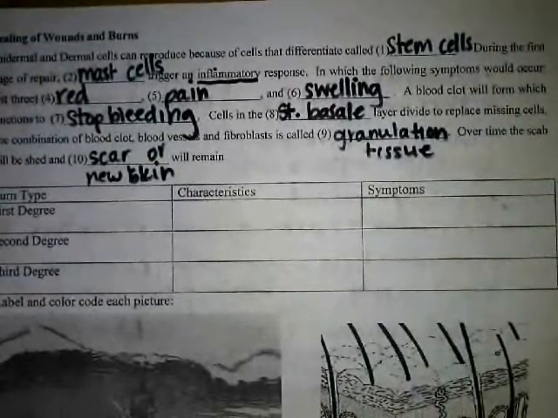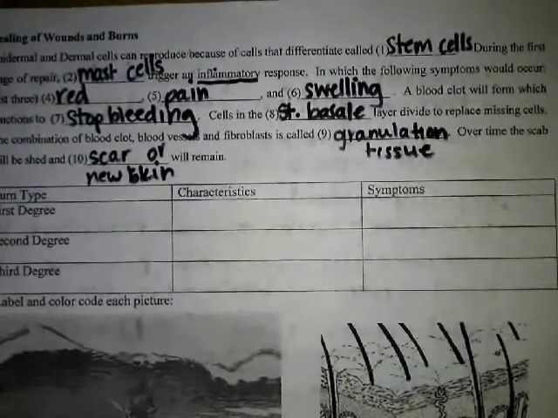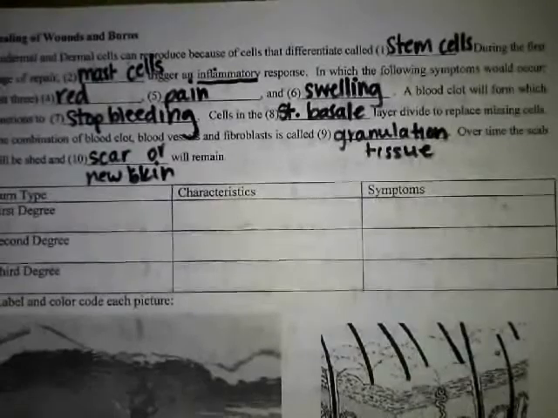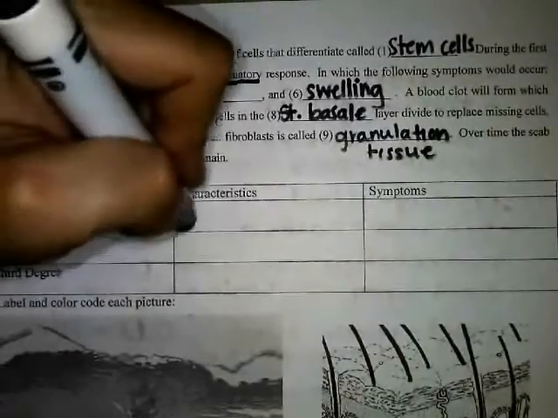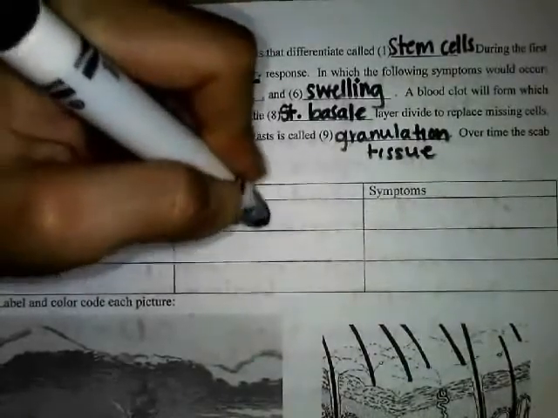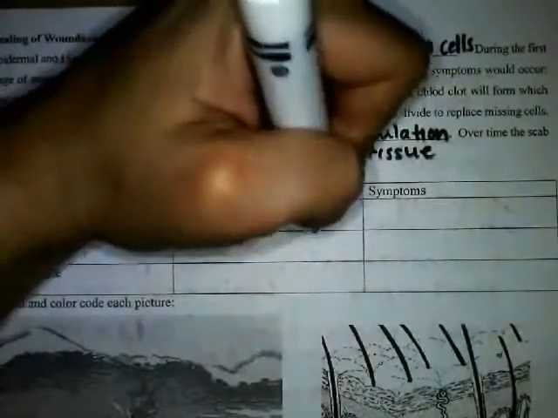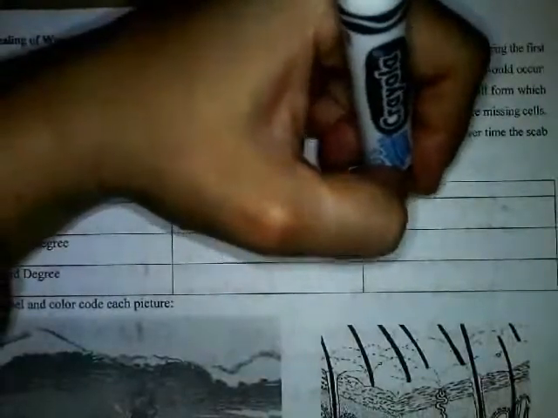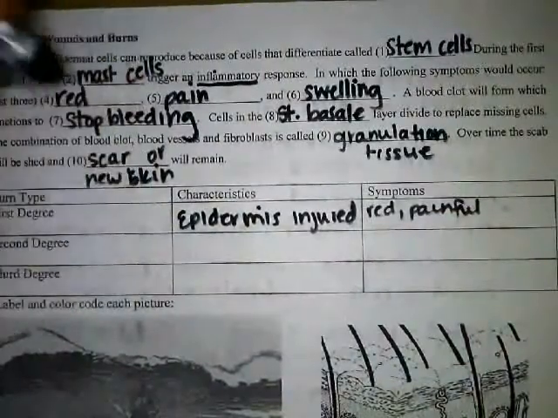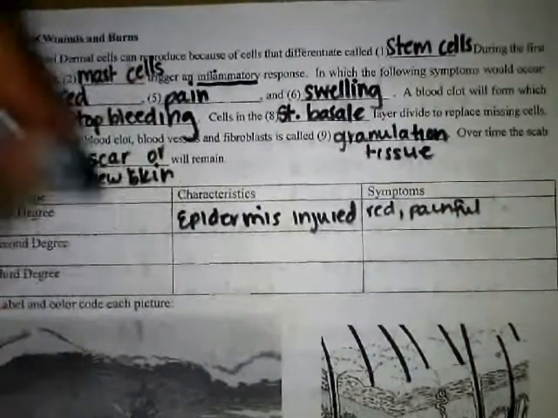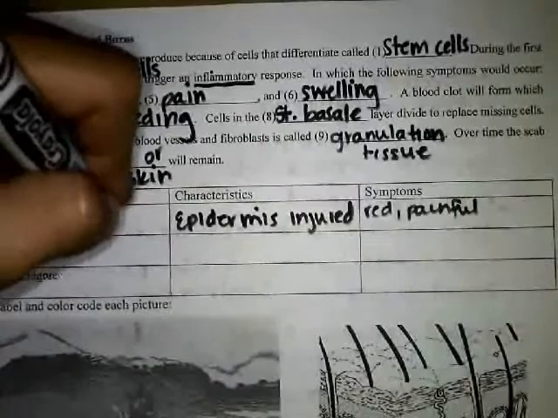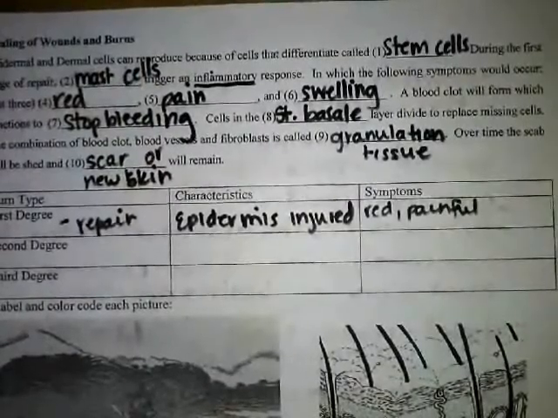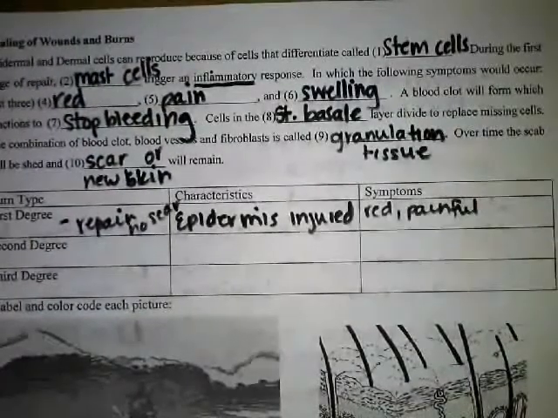The last part about healing of skin or skin repair is about burns. So first degree burns, these are where your epidermis is injured, but you have not injured any of the dermis. So the symptoms here, it's just a red, painful burn. But the skin itself will repair. There will be no scarring. This is a burn that will heal.